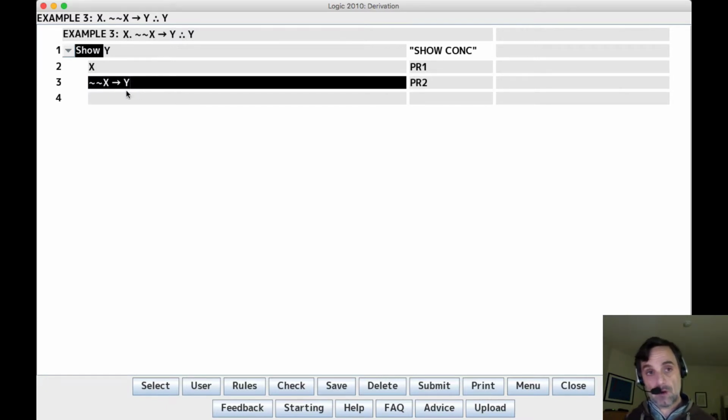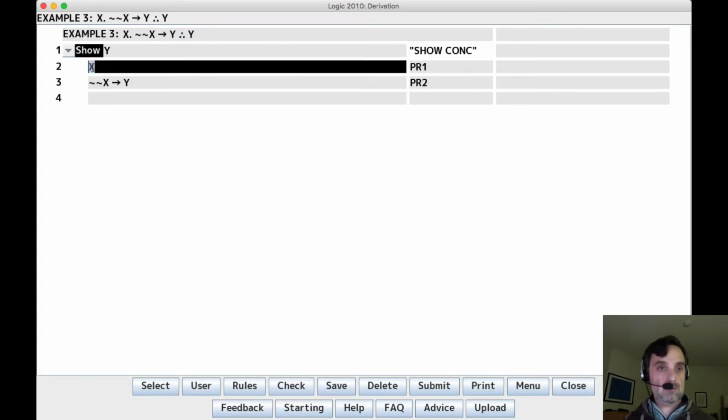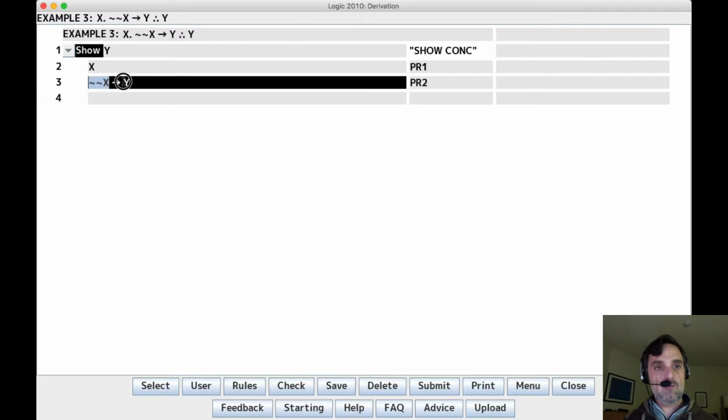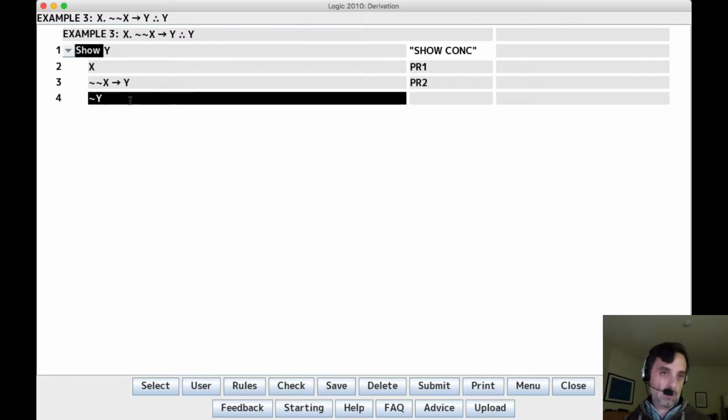What do we need for modus ponens? We need not x. Do we have not x? No. We have x, but we don't have not x. For modus tollens, what would we need? We would need not y. We don't have not y. So we appear to be kind of stuck.